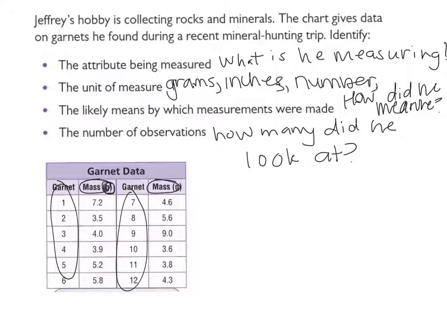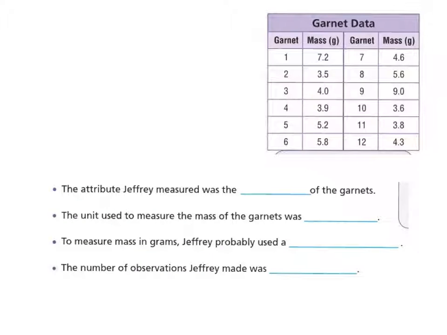Okay, so this next slide is going to have these questions again. But now we're going to actually answer them. Now the attribute Jeffrey measured was the mass of the garnets. Remember, he's measuring the mass or the weight of them. The unit used to measure the mass of the garnets was grams. What else could he have used? Maybe he could have used pounds, maybe ounces. He chose grams. Now, to measure the mass in grams, he probably used a scale.